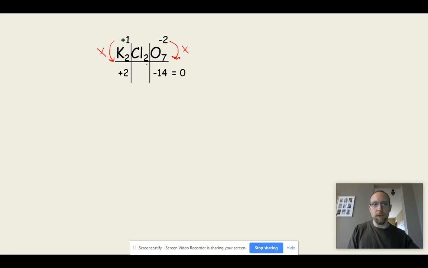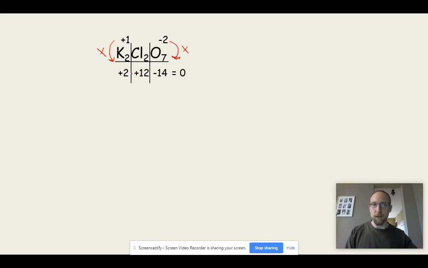So now what do I need to get to 0? So now chlorine, I can't use -1. That only works when it's on the end of the compound. It's not on the end, it's inside. So we got to figure it out. So how do I figure it out? By seeing what I need to add up to 0. So I've got -14 and +2. So I'm at -12 right now. So I need +12 to get to 0.